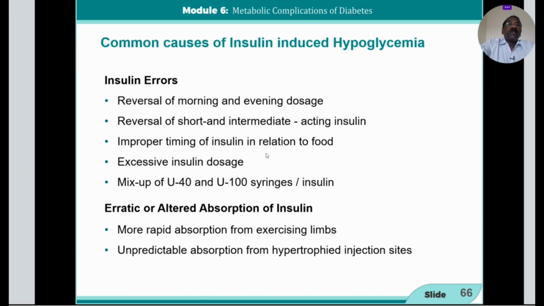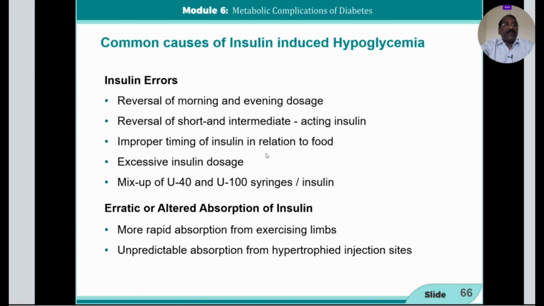So this is very important. Reversal of the short and intermediate acting insulins. Improper timing of the insulin in relation to the food, that I told you. Excessive insulin doses. This is very common in our hospitals. When you ask a sister to give 5 units, they give 5 ml of the insulin. If you tell the junior sister 5 units of insulin, she tells another sister to give 5 ml. That is very common in general hospitals.